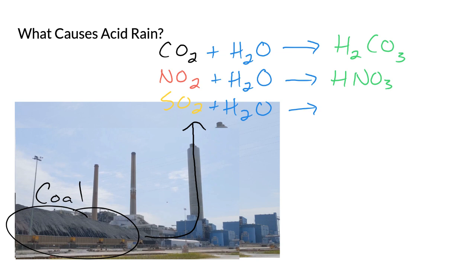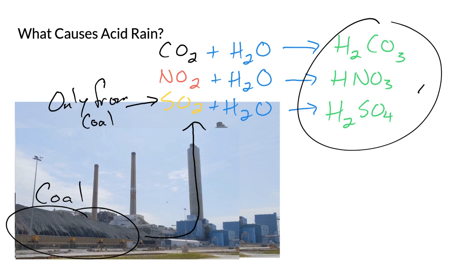And so note that this is only from coal, not from other fossil fuels. We get sulfuric acid, which is battery acid. And so this is why coal is the most serious fossil fuel, because it produces acids that the other ones don't. The serious fossil fuel in terms of causing acid rain. And so we got these three acids produced from the burning of fossil fuels, especially coal.